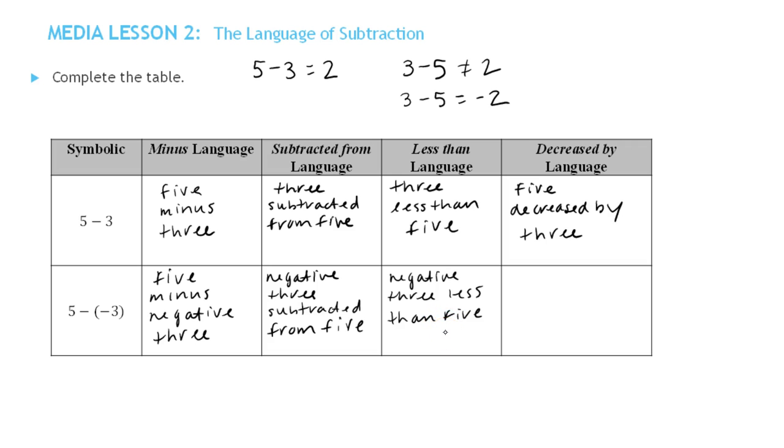And finally, decreased by language, we'll have our 5, and we're going to take 5 decreased by -3. So as always, be careful of your language and be careful of the ordering of these so that you can learn to represent them correctly.